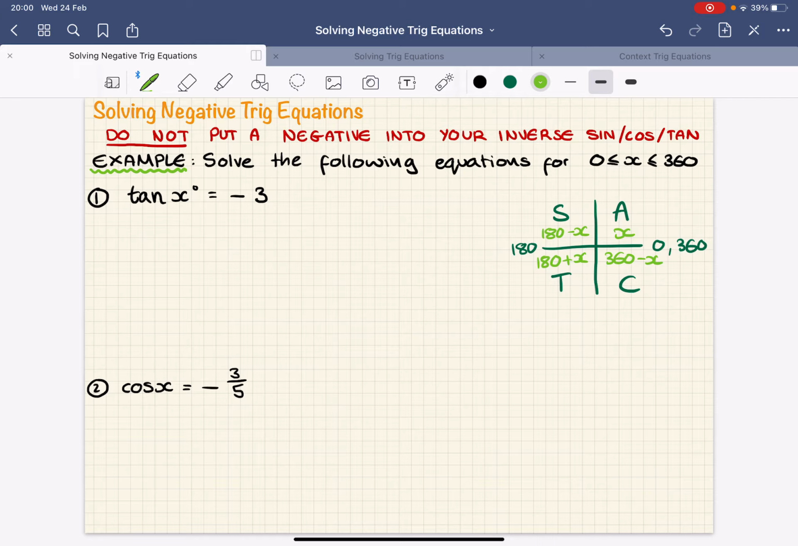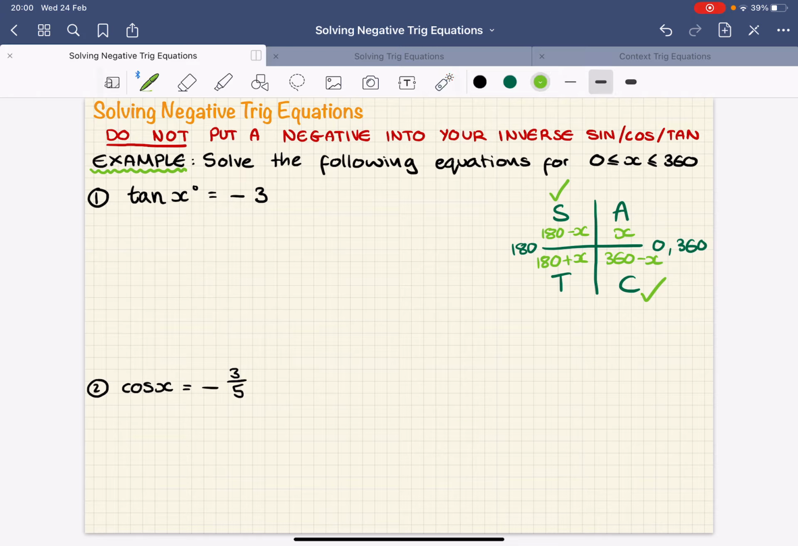So in this case, tan is negative. So I actually only want to work where tan is negative. So tan is usually positive at A and T. So I want to work with S and C. So those are the two sections where tan is negative. So I look at where it's positive, which are these two, and then I tick the other two ones.